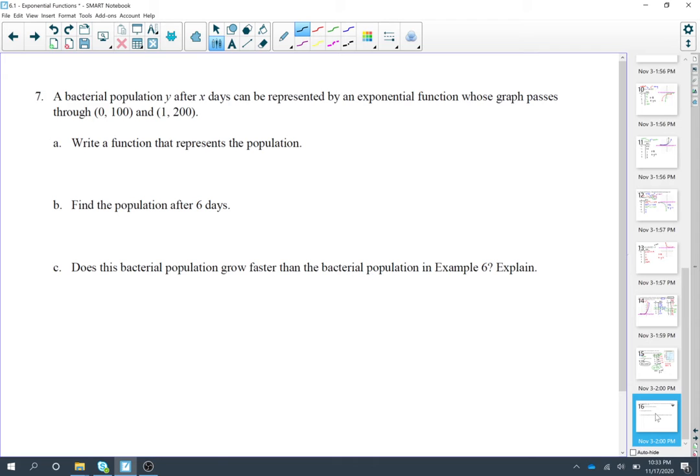Now, just like what we just did, a key word here is they tell you that it can be represented by an exponential function. Instead of having a graph, this one only gives us 2 points, but we can still start the same way and look at a table. On our table, x and y, I've got (0, 100) and (1, 200), which, if we know this is an exponential function, is plenty of information.